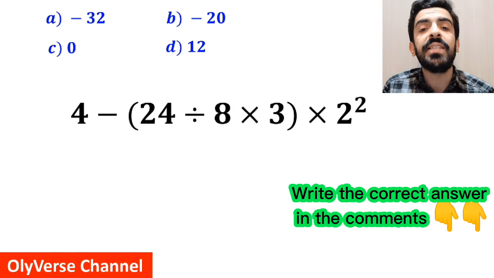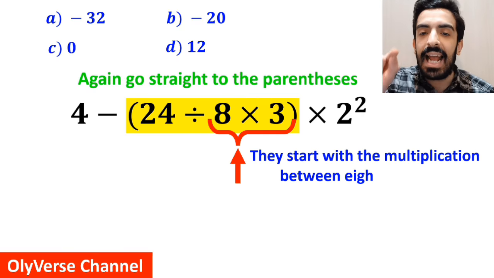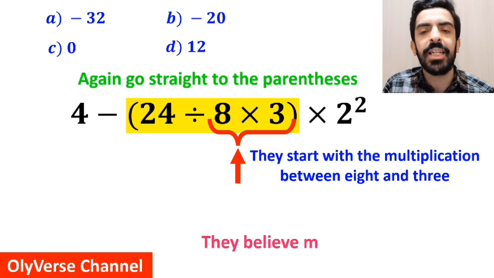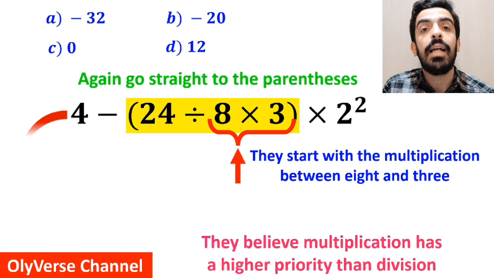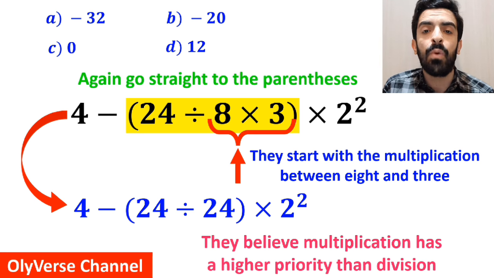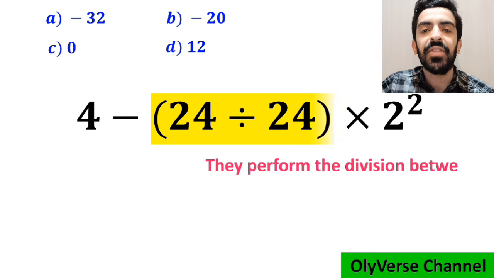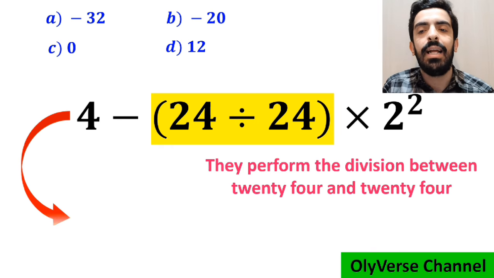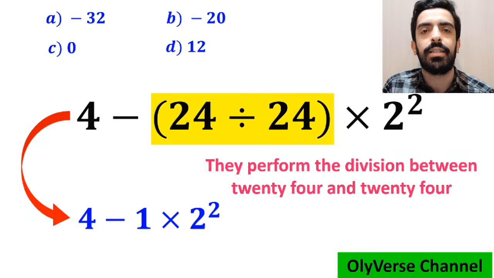Also, some other people when solving this question again go straight to the parentheses. But this time, they start with the multiplication between 8 and 3 because they believe multiplication has a higher priority than division. So, they rewrite this expression as 4 minus 24 divided by 24 inside the parentheses, then multiply by 2 squared. And the next step, they perform the division between 24 and 24 and simplify this expression to 4 minus 1 multiplied by 2 squared.